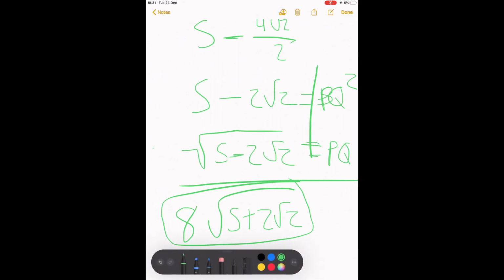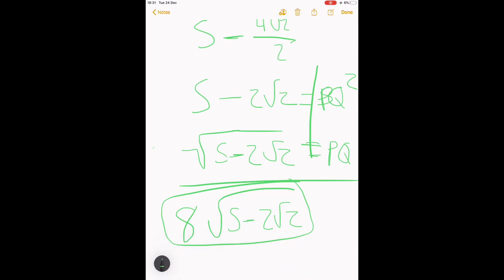Because there are 8 sides in an octagon, you multiply this length by 8 to get 8 times the square root of 5 minus 2 root 2.